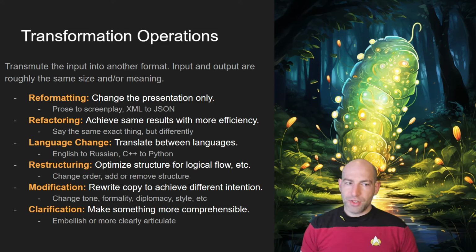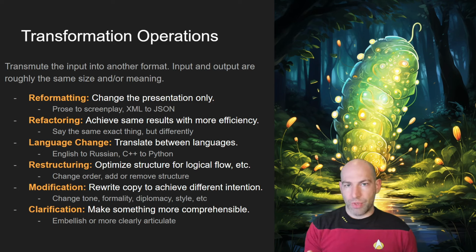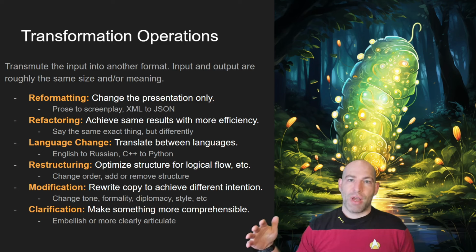Restructuring is different from reformatting. Restructuring says, okay, this is in the wrong order. We need to change the order. We need to remove sections. We need to add sections. You can optimize for logical flow. You can optimize for basically any kind of priority that you want.